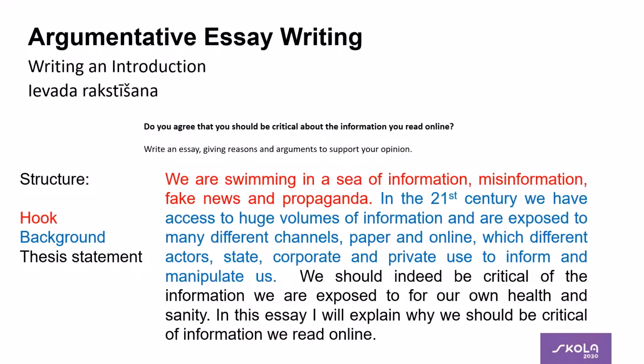And then the thesis statement is split into two. So one is generally about the information we're exposed to, and then the last one is specifically about the information we read online, and this is what we'll deal with in the essay.